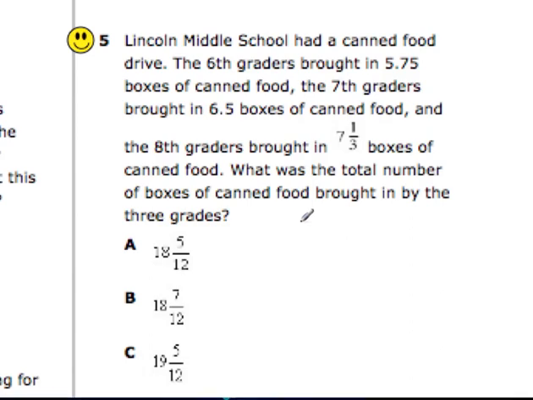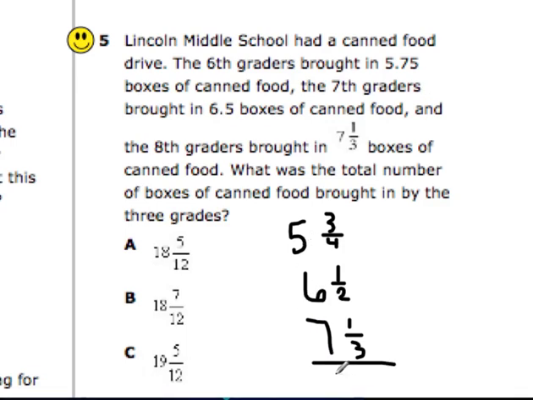We're going to start with the 6th graders. They brought 5. Decimal 75 is 3/4, so it's 5 3/4. And we're going to add what the 7th graders did, which is 6 1/2. Then we're going to add what the 8th graders did, who should win because they're 8th graders, which is 7 1/3. Now we have to add all these together. Adding the whole numbers usually won't be a problem. We simply add 5 plus 6 is 11, and 7 is 18.